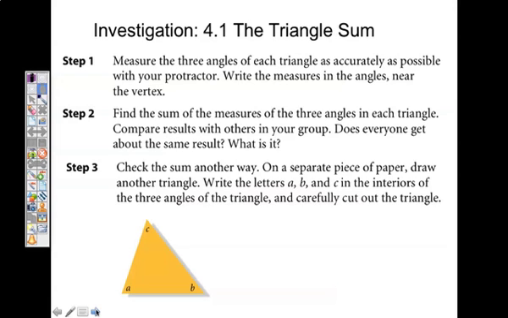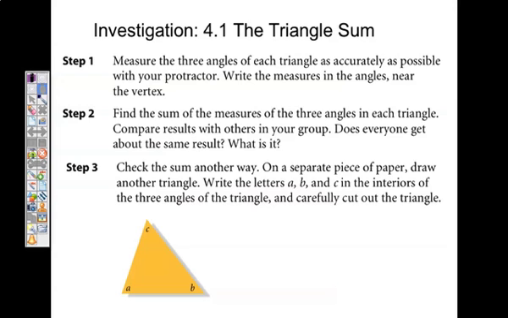Write the measures of the angles near the vertex. Remember the vertex is where the sides come together. Then you're going to find the sum of the measures of the three angles in a triangle. Compare the results with others in your group. Does everyone get about the same result? What is it?